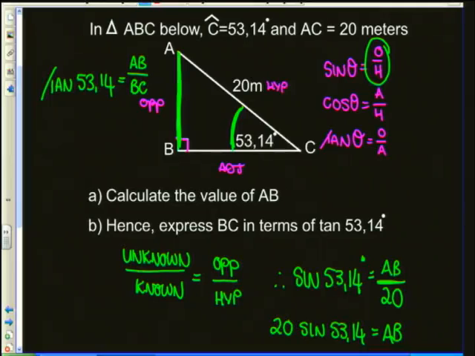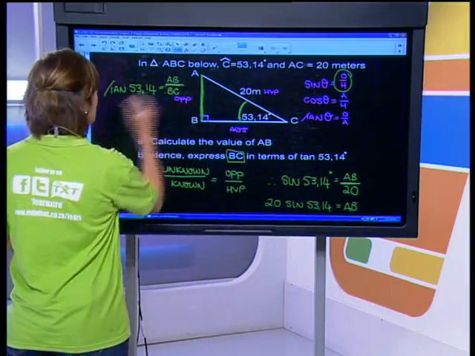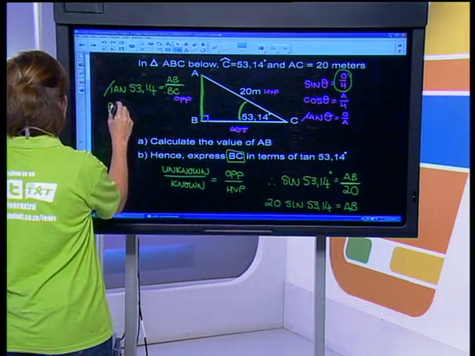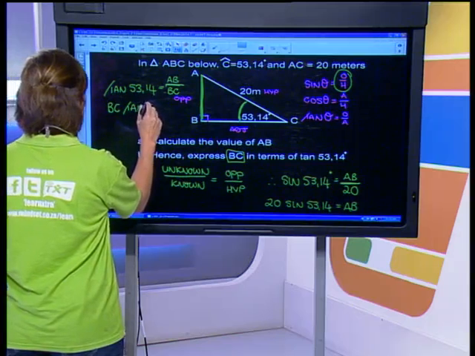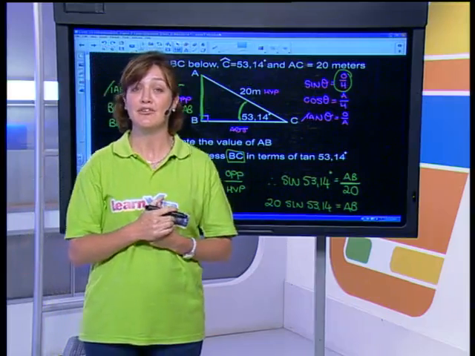And what you now need to do, the question says express BC in terms of, which means that you need to get BC on its own. So I'm going to have to manipulate it a little bit. Instead of dividing by BC on the right-hand side, I'm going to multiply it on the left-hand side. So BC multiplied by tan of 53.14 is going to leave me with the length of AB, which again, you guys have at this point. And then finally, we're going to get BC on its own by taking the length of AB and dividing it by the tan of 53.14. And that will give you the answer that you're looking for, the length of BC in terms of tan of 53.14 degrees. All right, guys, so I hope you're understanding that.